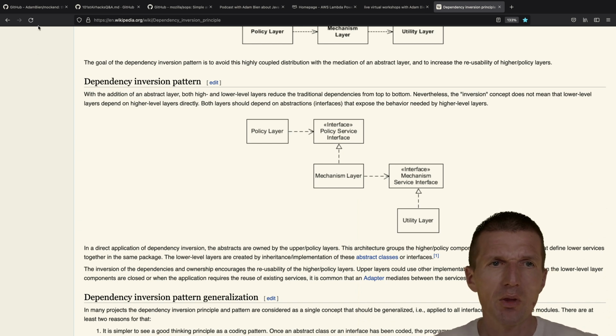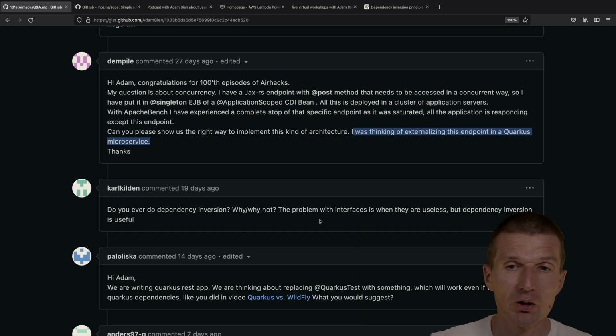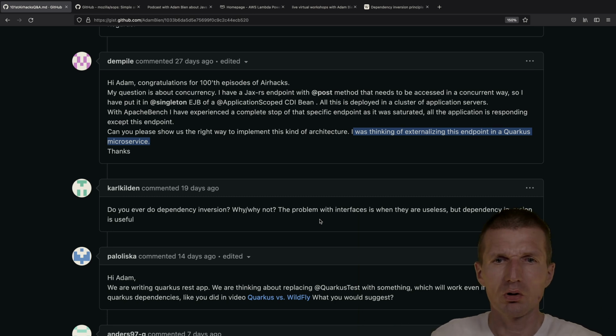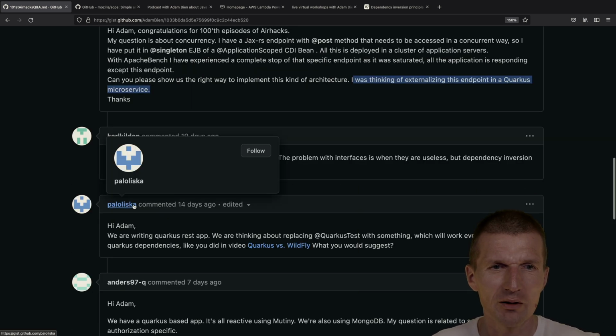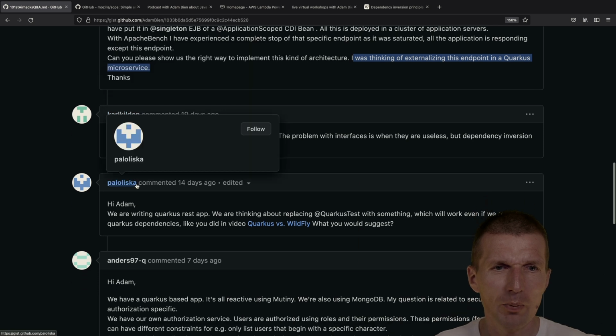So I would say if you would just use dependency inversion all over the place, it would be a defect in my eyes in my project, because it means you are increasing the complexity without adding value to a regular project, right? So dependency inversion is useful, yeah. But then don't name the implementations Impl. So, and this was Mr. Karkilden, and now Paloliska.